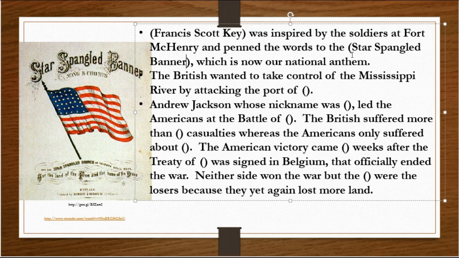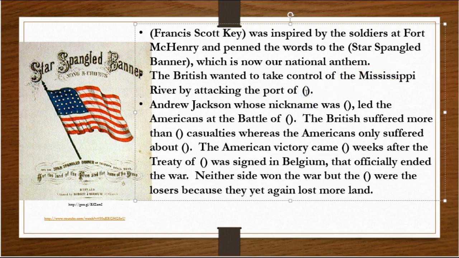And the flag was still waving in the air. After all of these bombs being dropped on Fort McHenry, the British finally just abandoned the harbor. And this is the inspiration for our national anthem, the song that's played before every single sporting event that you go to.